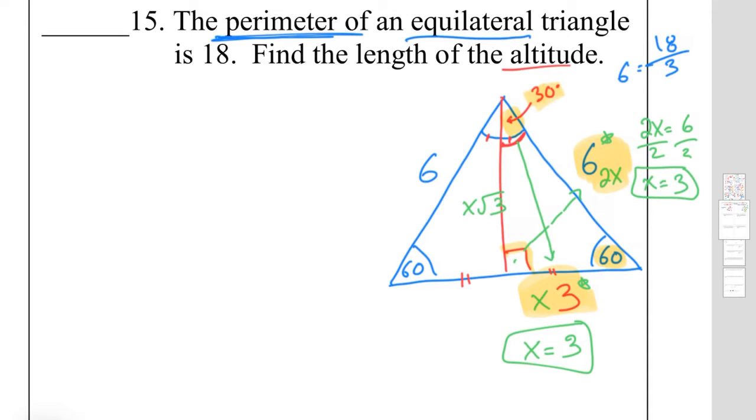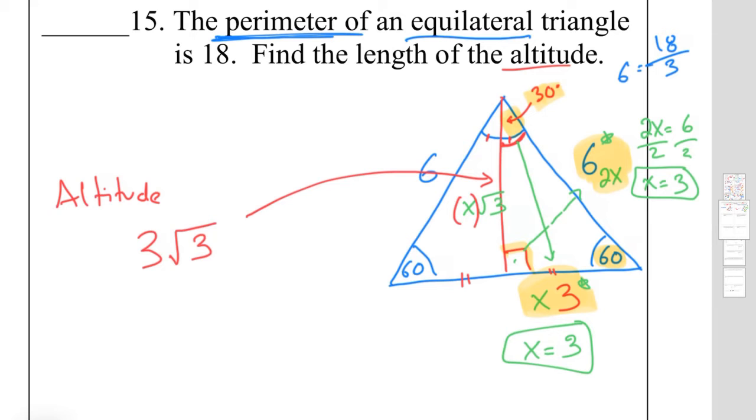And so all that's left to do is go back and replace x with 3. Because x is here in front of the square root of 3, when I replace x with 3, I get the altitude to be 3 square roots of 3 for my answer.